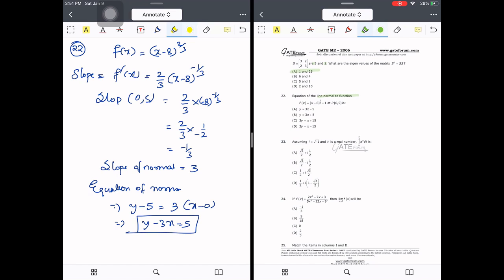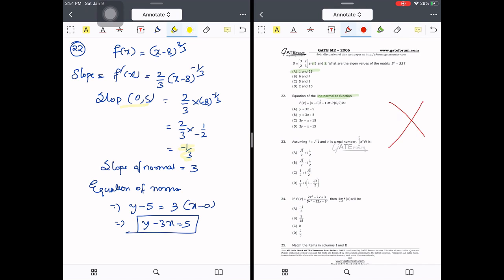Question number 22. There is a line normal to the function. It's very simple, a coordinate geometry question. The function they have given is (x minus 8) to the power 2 by 3 plus 1 at the point (0, 5). So first we'll find the slope of this f of x. Once we find the slope at (0, 5), the slope will be minus 1 by 3.